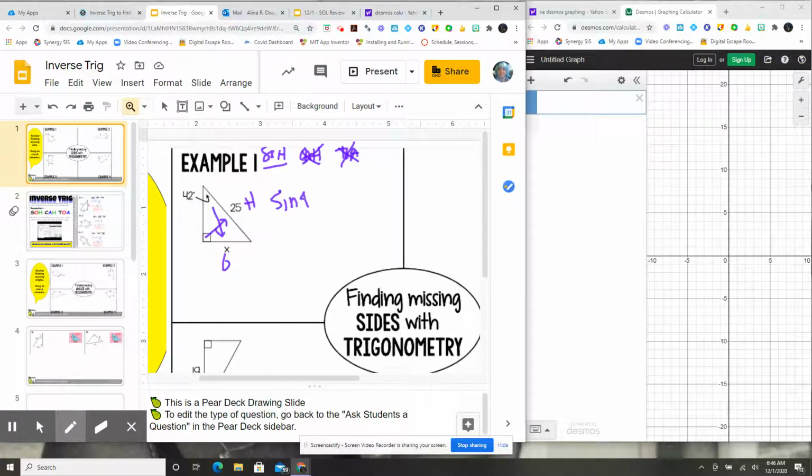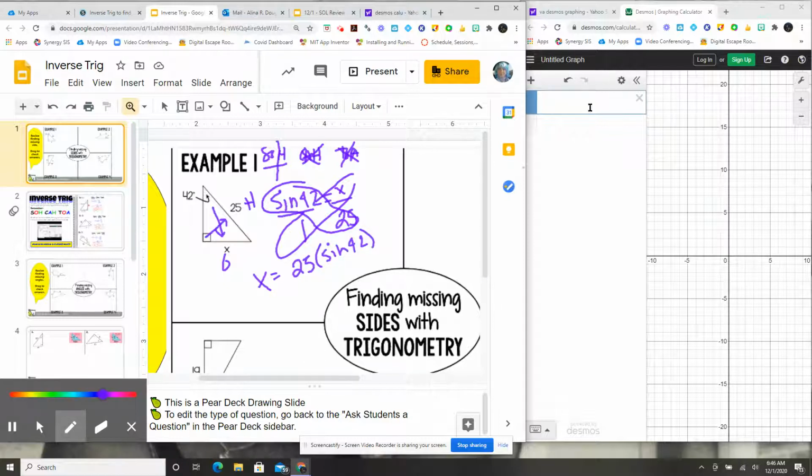So sine of 42 equals, remember this is a fraction, O over H, so X over 25. You can make this into a proportion to make it a little easier to look at. You're just going to multiply those diagonals, right? So we've got X equals 25 times the sine of 42.